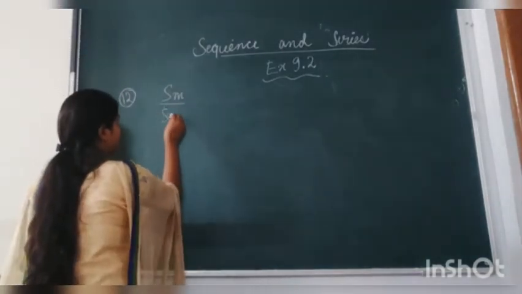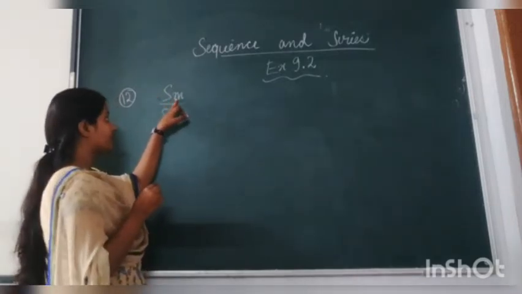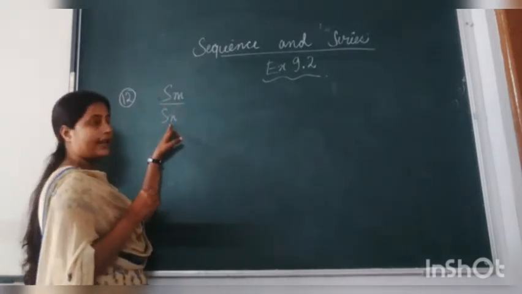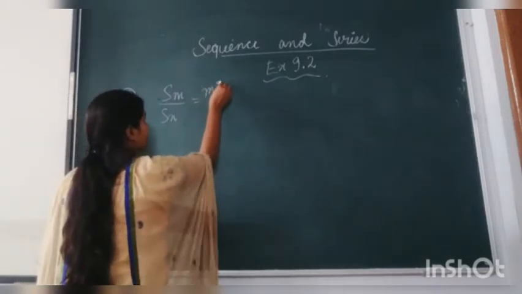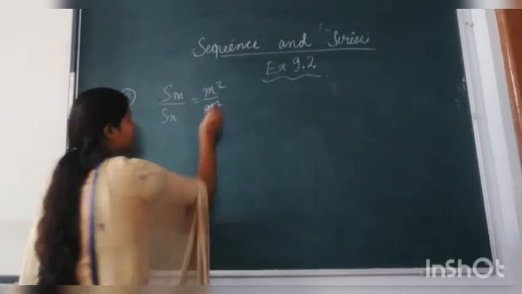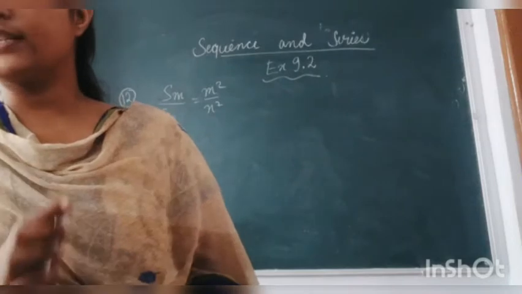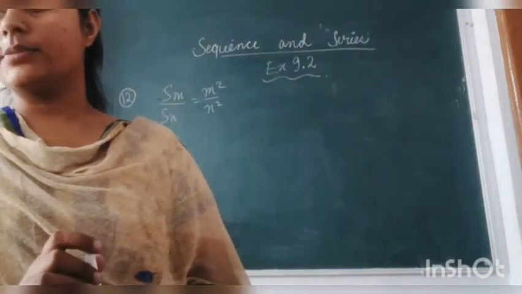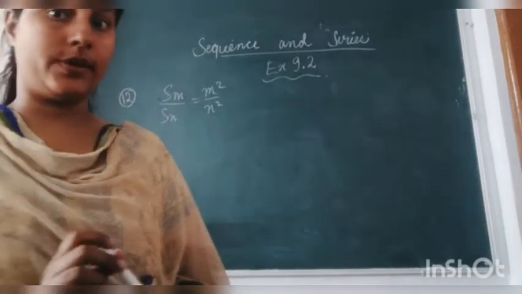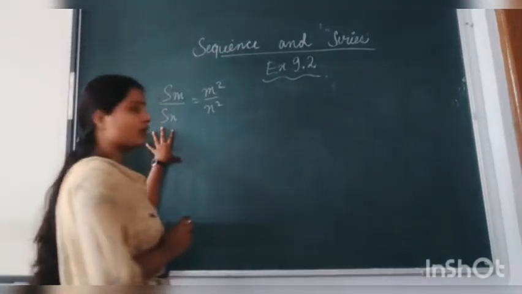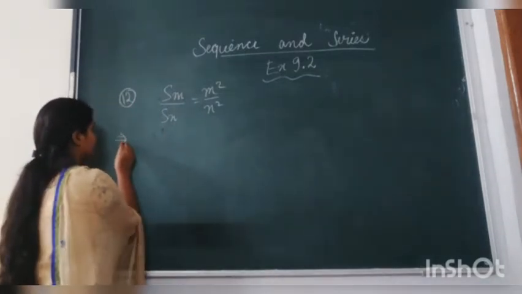Sm upon Sn, that is the ratio of the sum of m terms to the sum of n terms, has been given to you as m square upon n square. And in this question, what you have to do is show that the ratio of the mth and nth terms is 2m minus 1 is to 2n minus 1. So, we are going to solve this question step by step. A very easy question this is. So, see what we have to do.